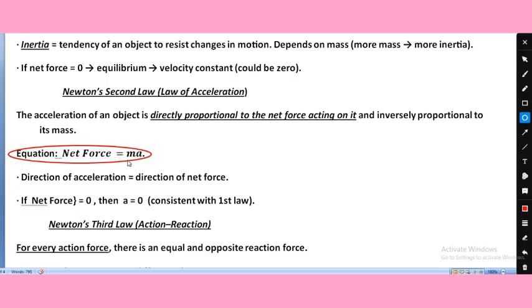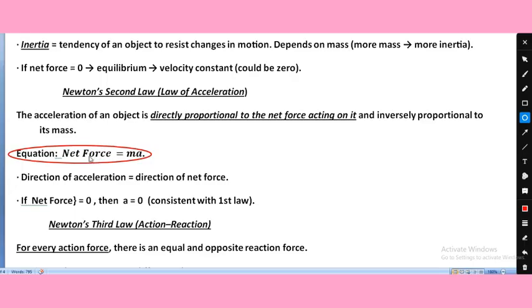When the forces increase, the acceleration also increases. When the forces decrease, the acceleration also decreases. If the mass of the object is unchanged or remains constant, the force and the acceleration are directly proportional.